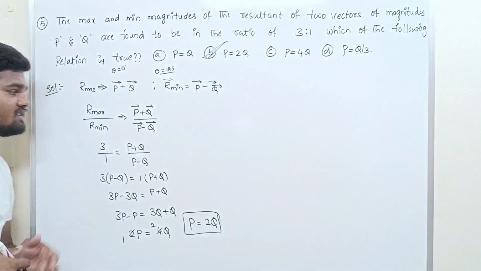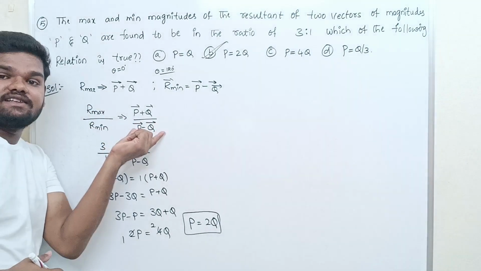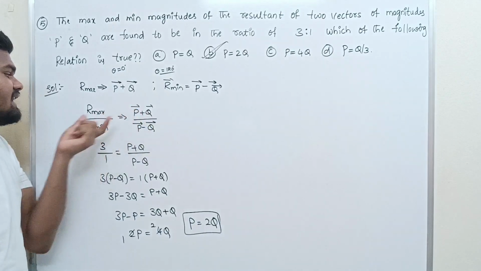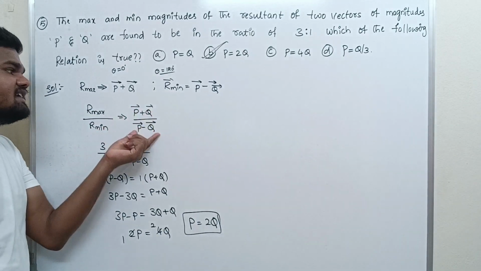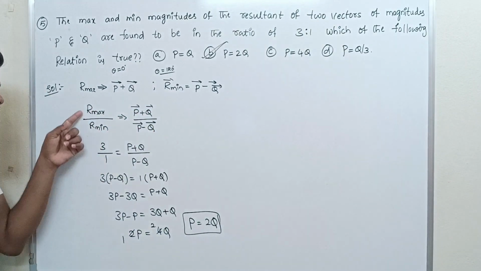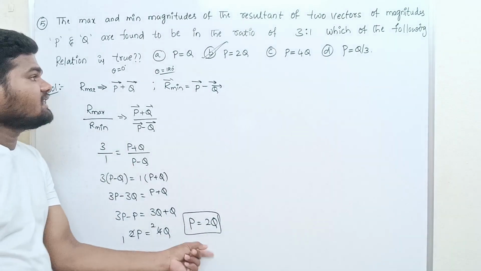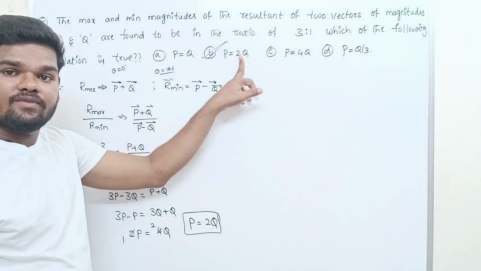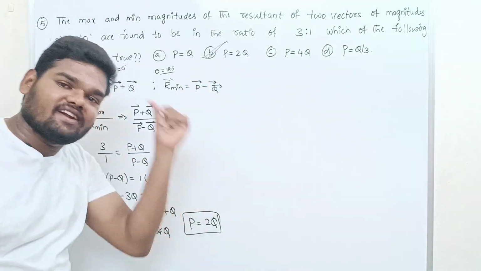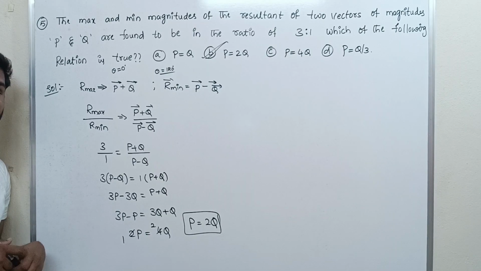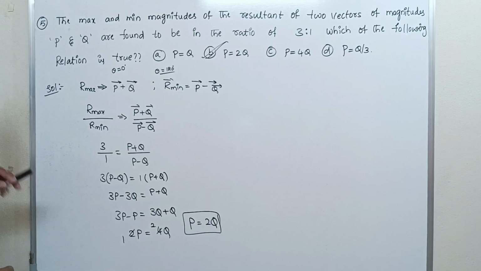This is a formula that we have discussed in a previous lecture. They are given this ratio and they are asking to find the relation between P and Q. So we have substituted here 3 by 1. After doing the cross multiplication, we get the relation between P and Q. Is it clear? Any doubts? Pause the video and write the solution. 3, 2, 1, go.